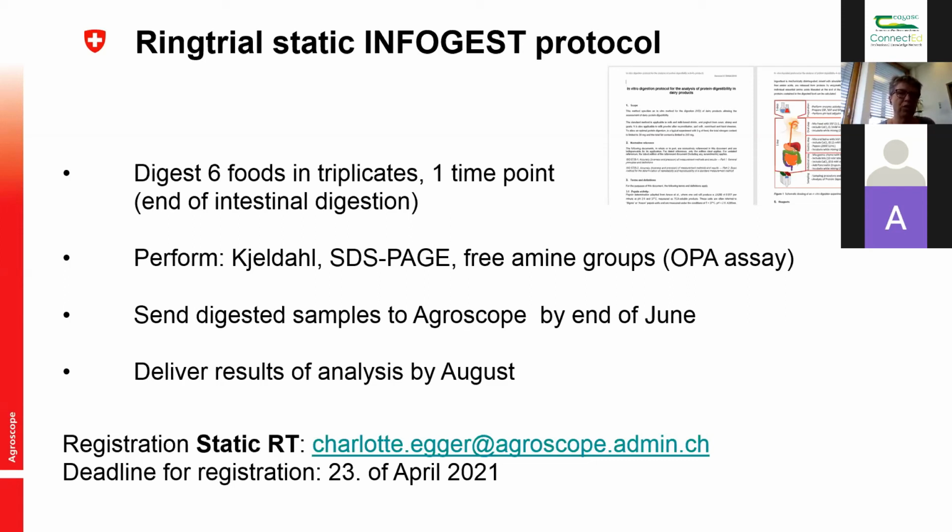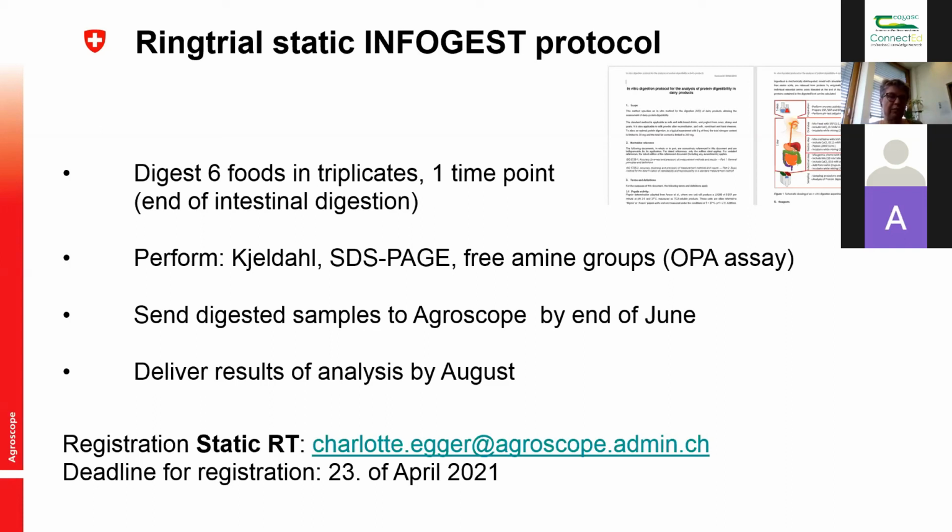So in total, you would need to digest 6 different foods in triplicate, only the intestinal digestion at the end, and it's only 1 time point. Then you would need to perform an analysis of total nitrogen by Kjeldahl. You would need to perform SDS-PAGE and do the protocol for free amine groups with the OPA method, which is provided in the draft of the ISO standard that you would get together with all the other indications.